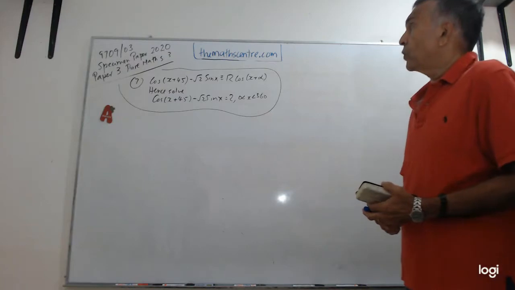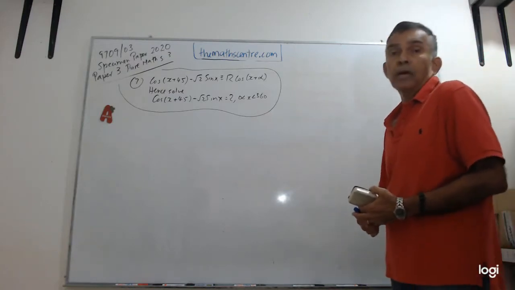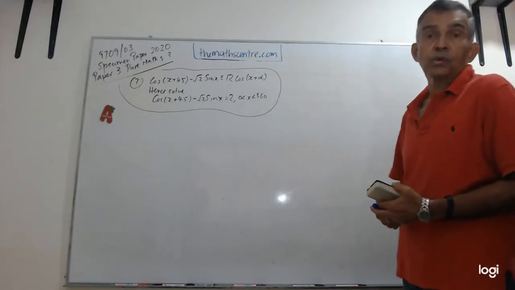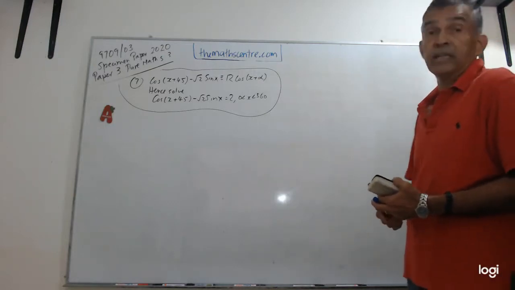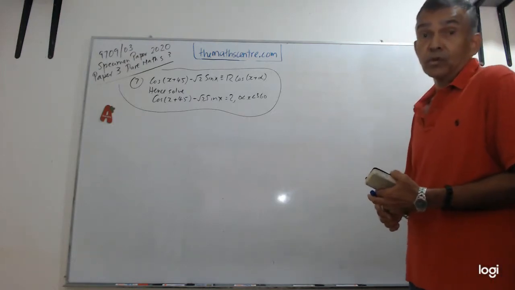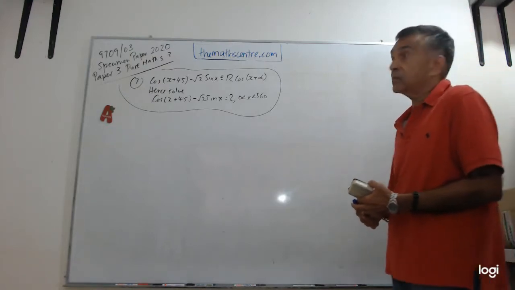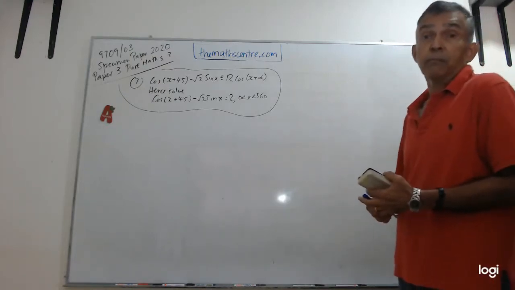In this video, we are going to look at a problem from the Specimen Paper 2020, Paper 3, Pure Maths. Subject code is 9709/03, the CIE exams. Okay, again, Paper 3, Pure Maths 3.